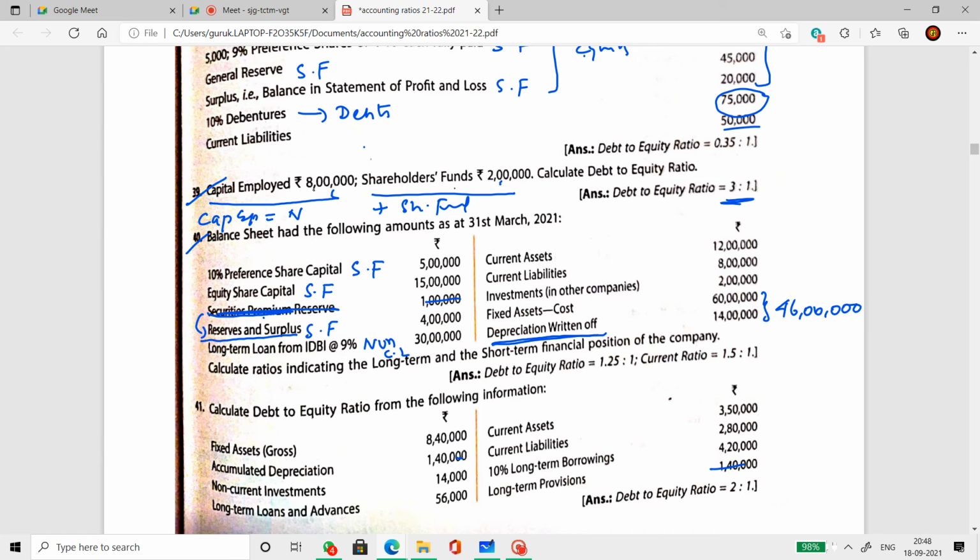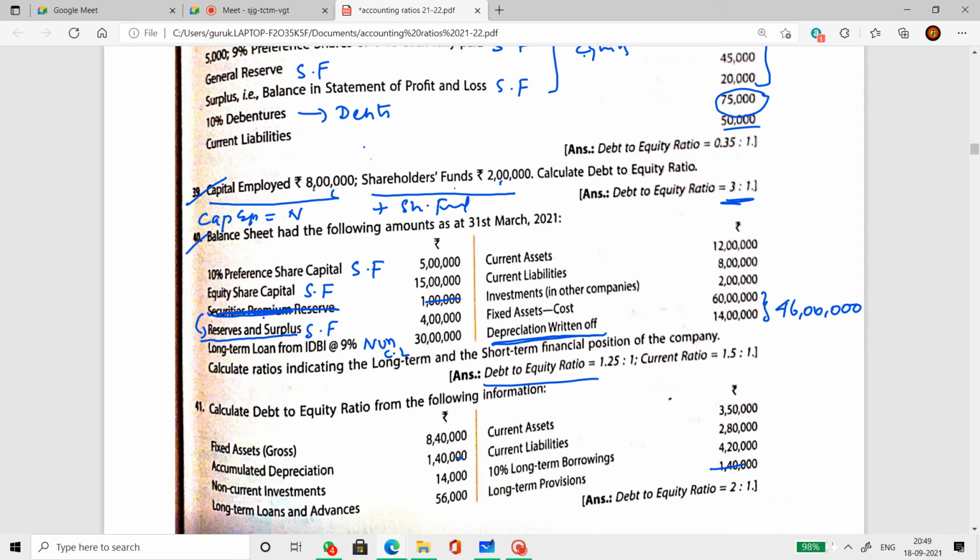So if you put a balance sheet in rough, you will be able to figure out what all is shareholders fund, what the total of shareholders fund is, and what is non-current liability. Non-current liability here is only long-term liability, nothing else. So add all the shareholders fund, which will be equity, and 30 lakhs is the debt. 30 divided by total will give you debt to equity.